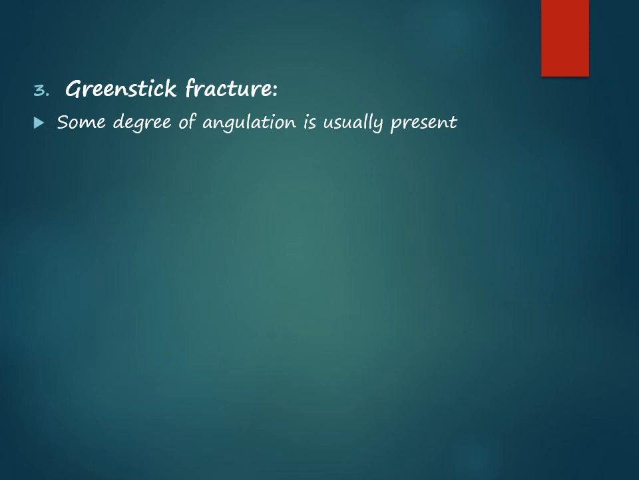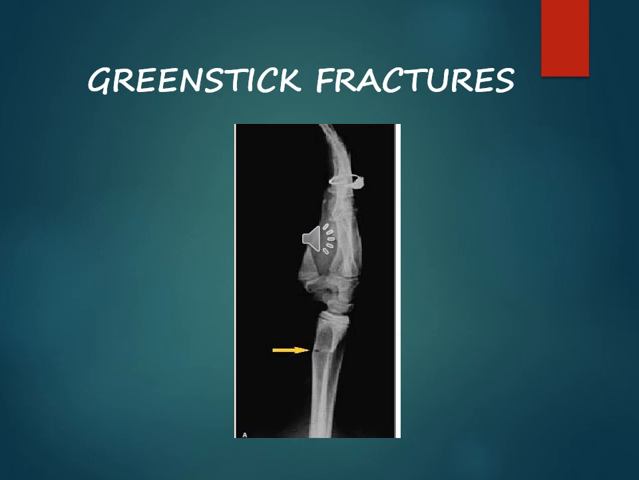This is an example of a green stick fracture. You can see on the tension side, pointed by the yellow arrow, there is a complete break in the cortex and in the periosteum. However, on the other side, the cortex is bent, i.e. it is broken, but the periosteum is intact, providing some stability for this fracture.